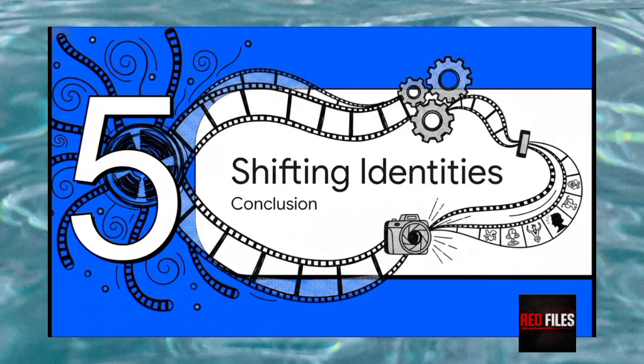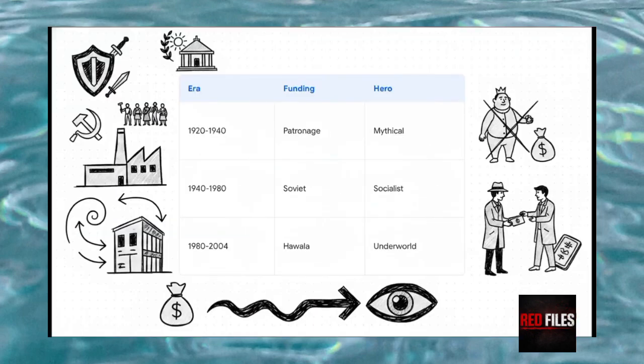Conclusion: a century of shifting identities. Over the last few minutes, we've taken a pretty wild historical journey through almost a century of cinema. And what it ultimately reveals is that cinematic national identity is rarely an accident. It is carefully engineered by its benefactors.